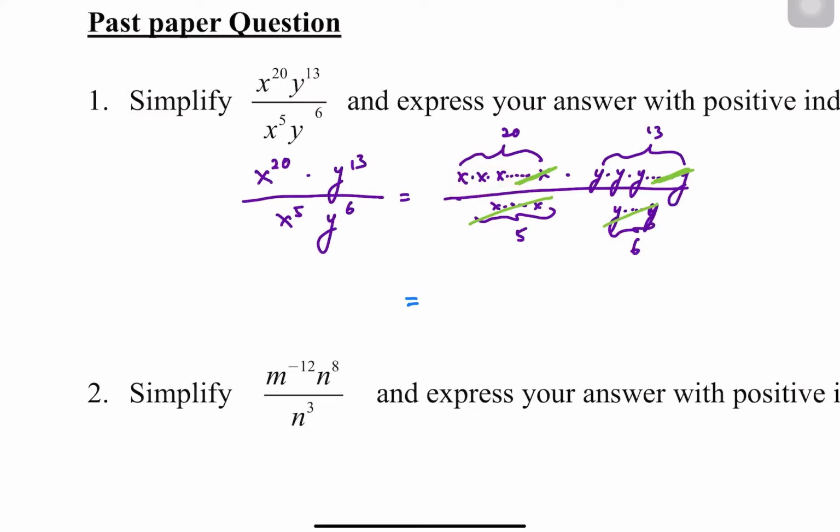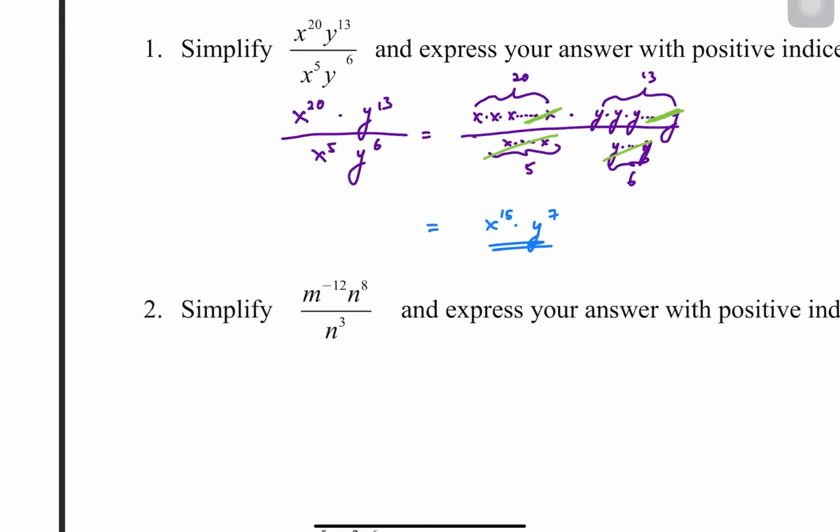Remember, on the denominator or numerator. 記住分清楚究竟你約完之後仲剩嗰啲係喺分子定分母，好明顯係分子。So x to the power 15. How about y? I cross out 6, so remain some y on the denominator or numerator. If we have 13 and then cross out 6, so subtraction. There are 7 y's here.